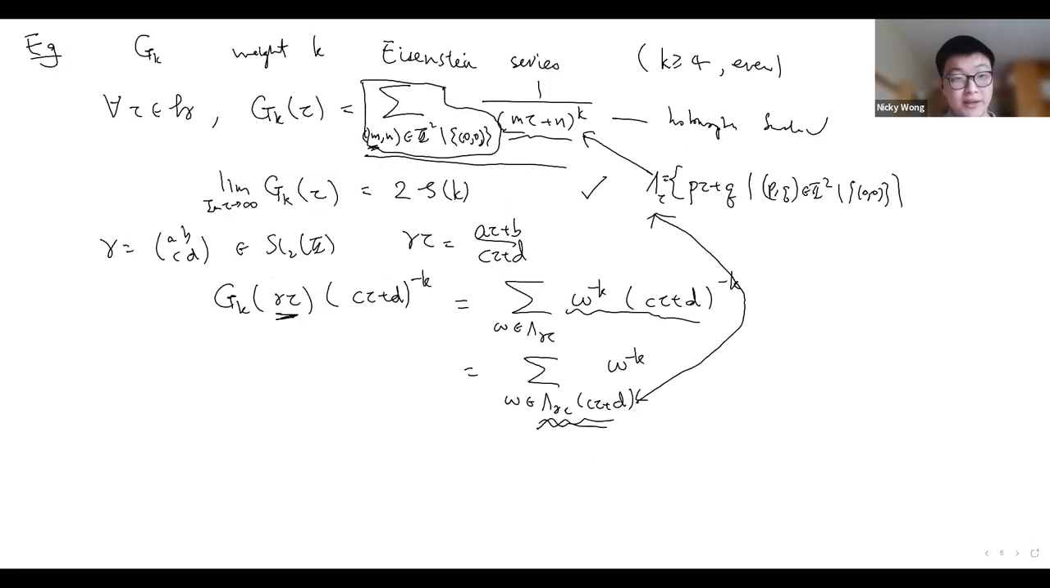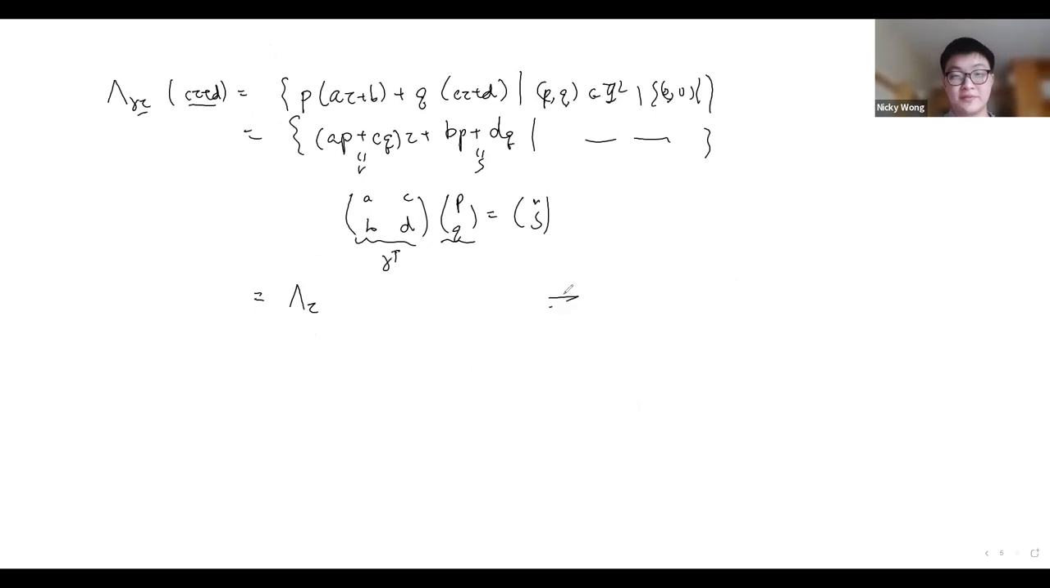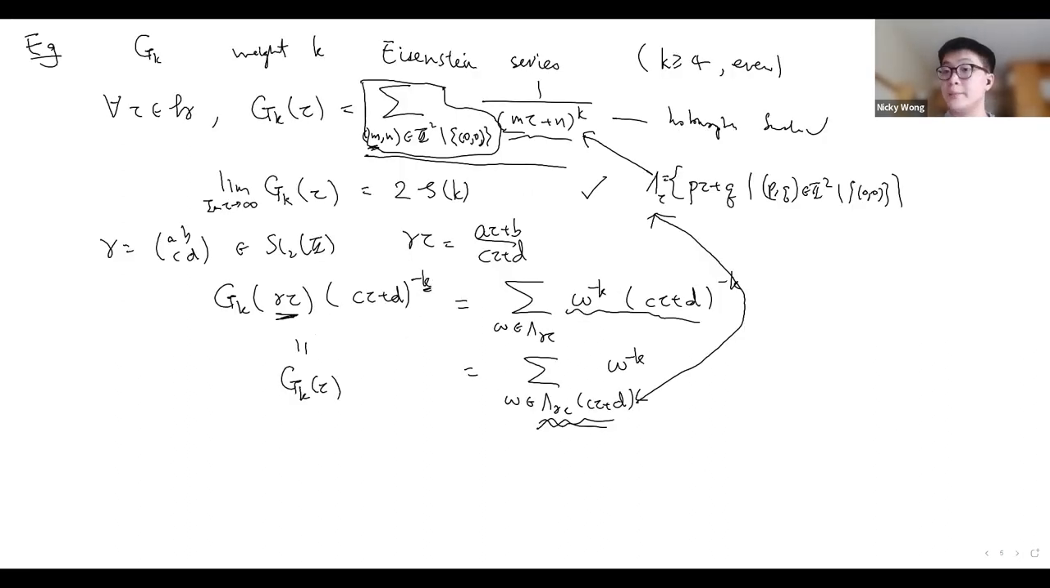So when we look back, we see that this is actually just Gk of tau. That certainly means that it satisfies condition star for all matrices gamma. So Gk is a modular form of weight k, because it's a minus k here.